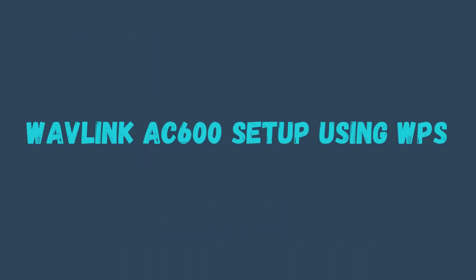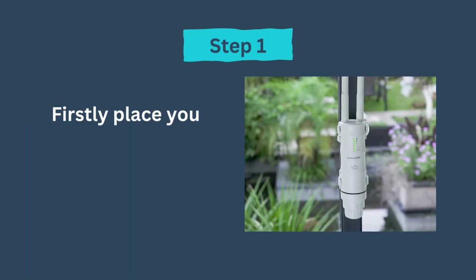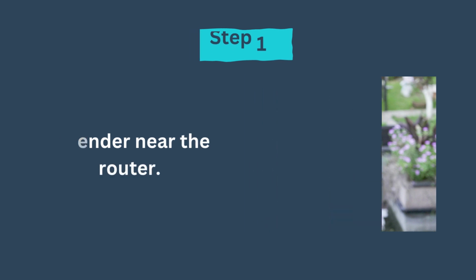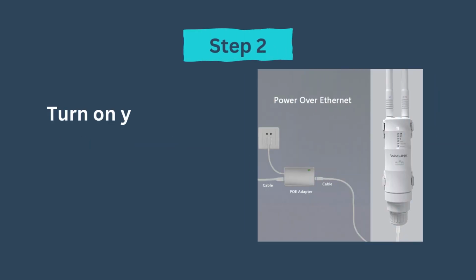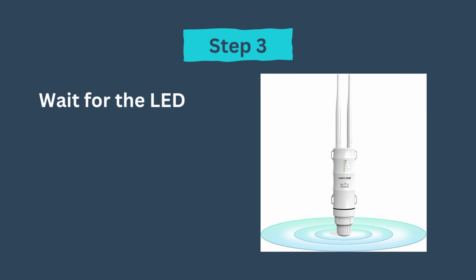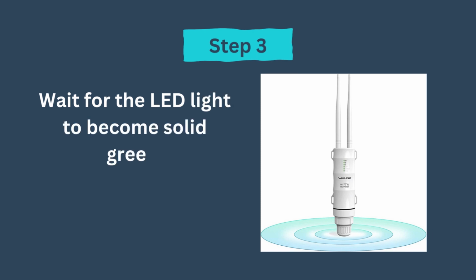WAVLINK AC600 setup using WPS. Step 1. Firstly, place your extender near the router. Step 2. Turn on your WAVLINK AC600. Step 3. Wait for the LED light to become solid green.